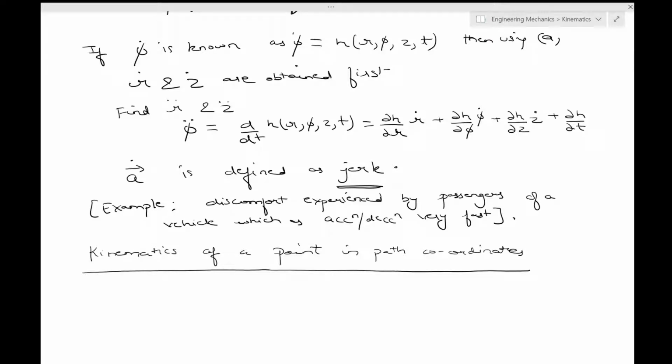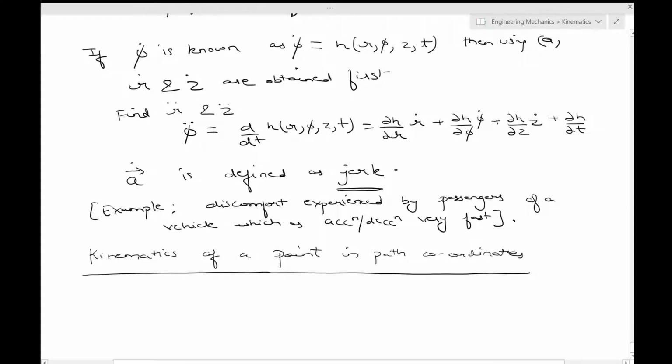So we'll now be discussing the kinematics of a point in path coordinates, and by point we mean a material point in a body, in a rigid body, of course. Just to recall, the Cartesian and the cylindrical systems which we had learned were called extrinsic coordinate systems, because the coordinates were fixed beforehand.